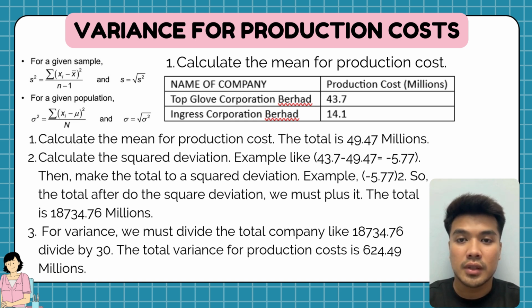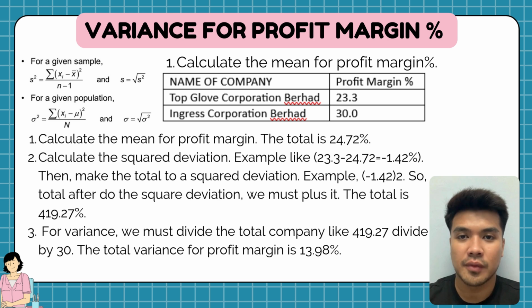Then convert the sum to the square deviation, such as negative square deviation 5.77. So, the sum after doing the square deviation, we must sum them all. All total is 18,734.76 million. For the variance, we must divide by the number of existing companies, such as 18,734.76 million divided by 30. So, the total variance for production cost is 624.49 million.